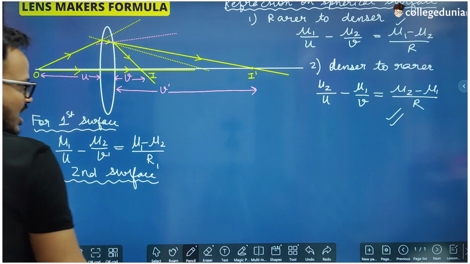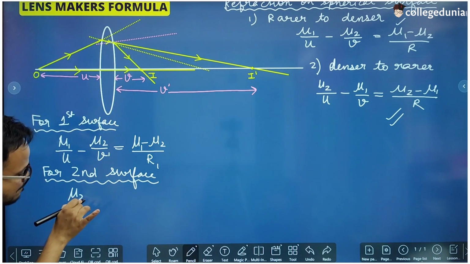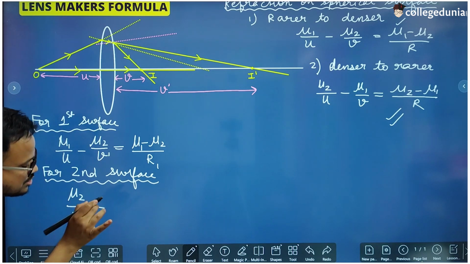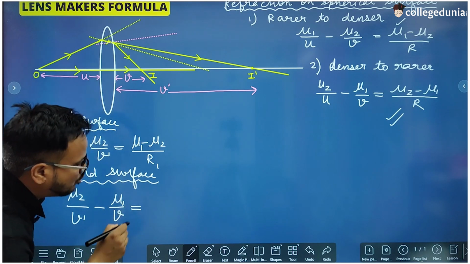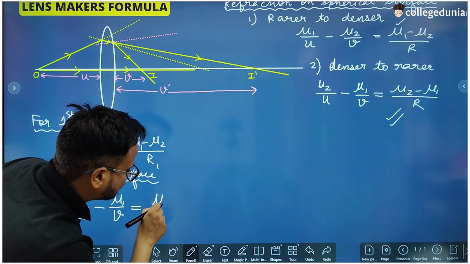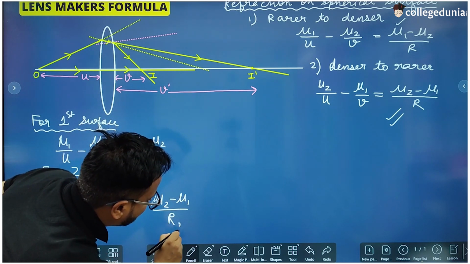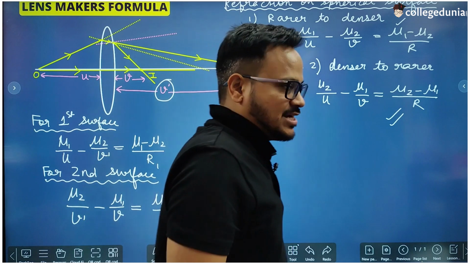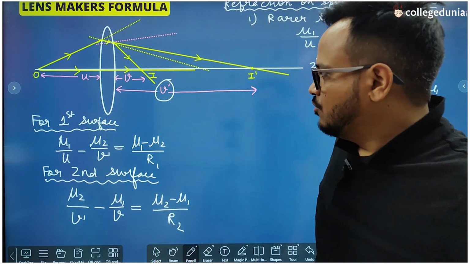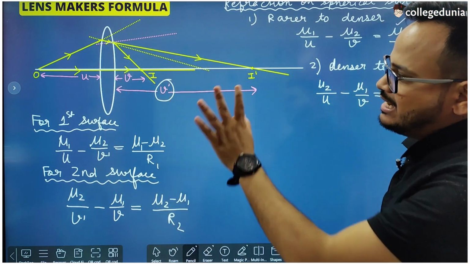So mu2 by v dash minus mu1 by v equal to mu2 minus mu1 by r2. Let us say the radius of curvature of this surface is r2. Now in the final result, we do not need this term v dash, because this is nothing. We have to derive a formula in terms of u, v and r. So we have to eliminate this v dash.